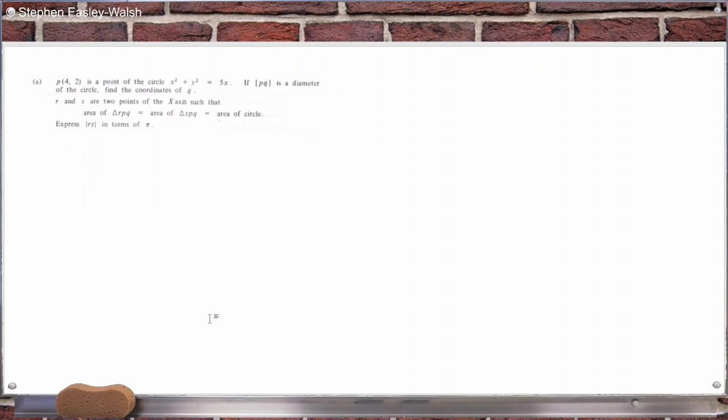Okay, so 4,2 is a point on that circle, and PQ is the diameter of the circle. Find the coordinates of Q.